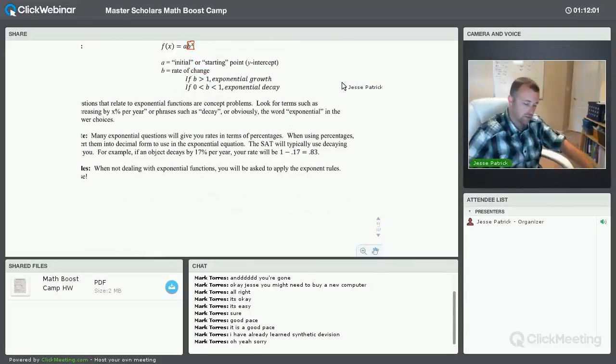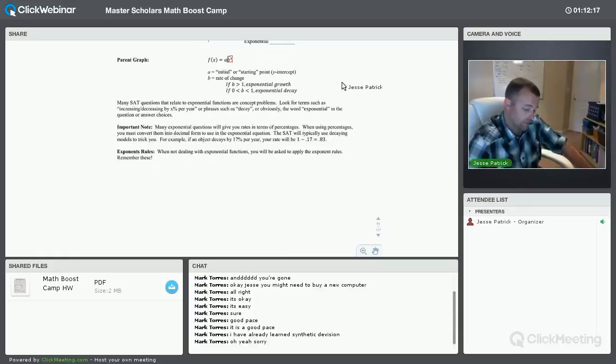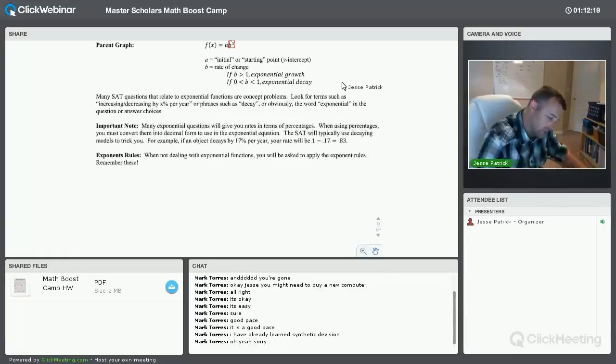Other parts just to make sure we're good at, remember b, I kind of mentioned this, if b is greater than 1, your rate is greater than 1, that means you're going up. As you multiply by a number greater than 1, you increase. If it's a fraction between 0 and 1, it's going down. That's really all you need to know on that. The other part, I kind of put it in here, I mentioned it a second ago.